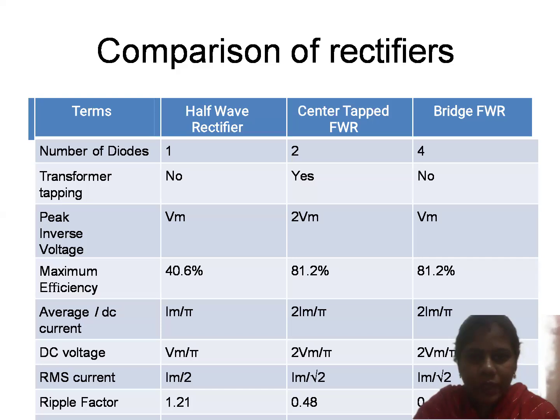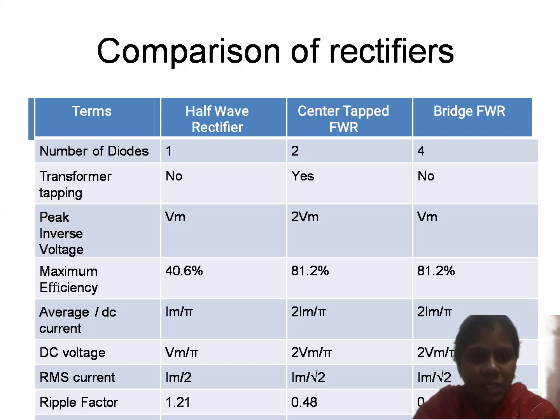Next one, comparisons of the rectifiers. There are many parameters to compare the rectifiers. As we know, the rectifiers are the half wave rectifier, the center tapped rectifier, that is the full wave rectifier, and the bridge rectifier. These 3 rectifiers are going to be compared with a number of parameters. The parameters can be seen here: number of diodes, transformer tapping, peak inverse voltage, maximum efficiency, average or DC current, DC voltage, and RMS current. During the operation of these rectifiers, all these parameters are going to be considered.